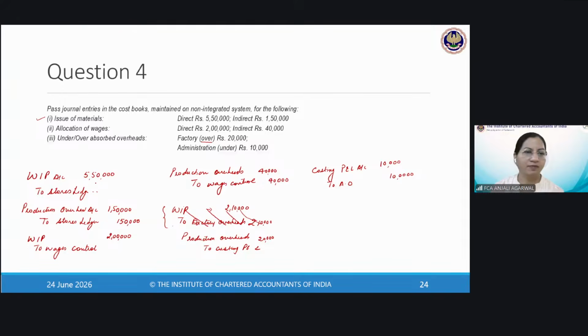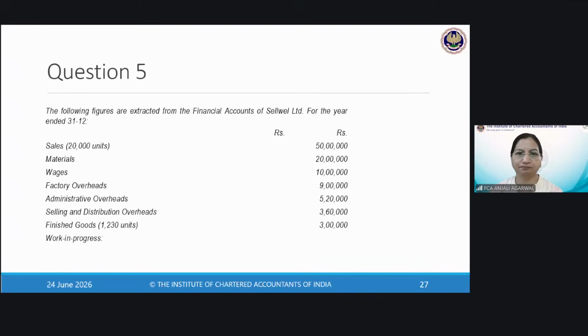Your journal entries will be these 2, 4, and these 2 for over absorption and for under absorption. Or you can simply remember whenever there is over absorption, you have to credit the P&L. Wherever there is under absorption, you have to debit the P&L. Okay. We come on to the last topic for cost accounting systems, which is reconciliation.